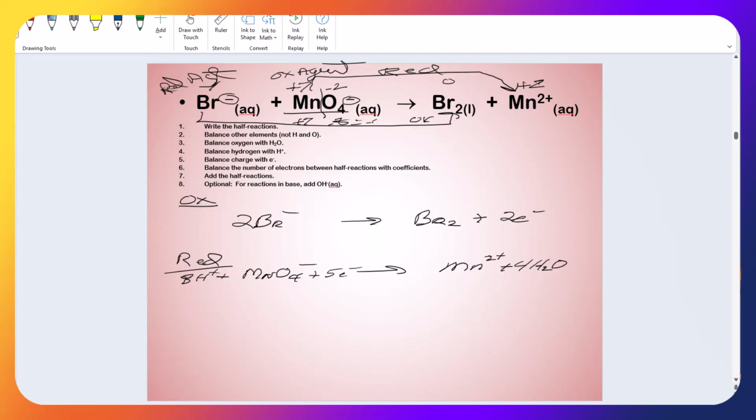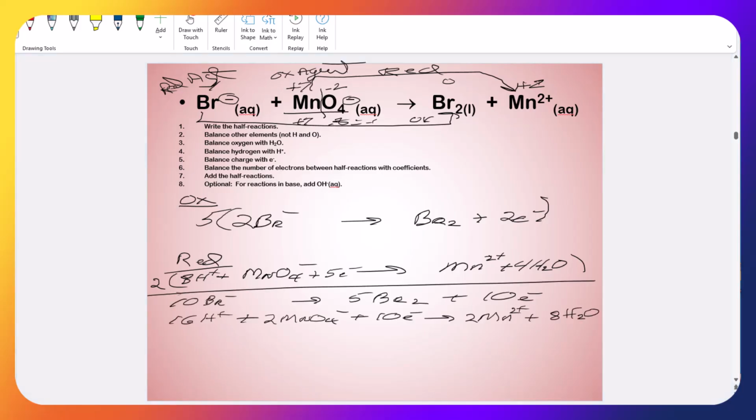So I have an uneven number of electrons being lost and gained. And so in order to get them even, I have to multiply. I have to change the coefficients of both of these reactants. So since there's 2 electrons being lost, 5 electrons being gained, to get them to be the same, I'll multiply every coefficient in the oxidation half by 5 and every coefficient in the reduction half by 2. And so I'll get that done.